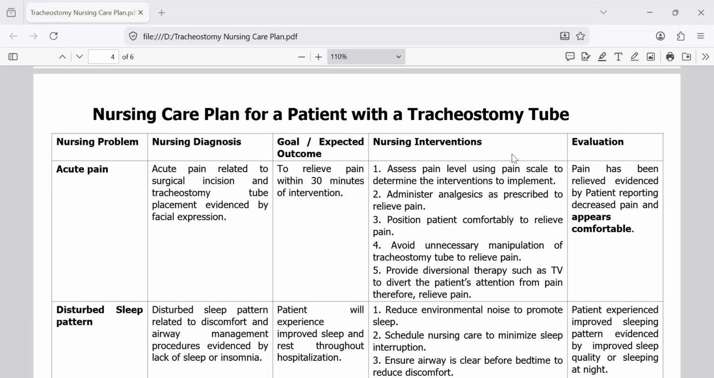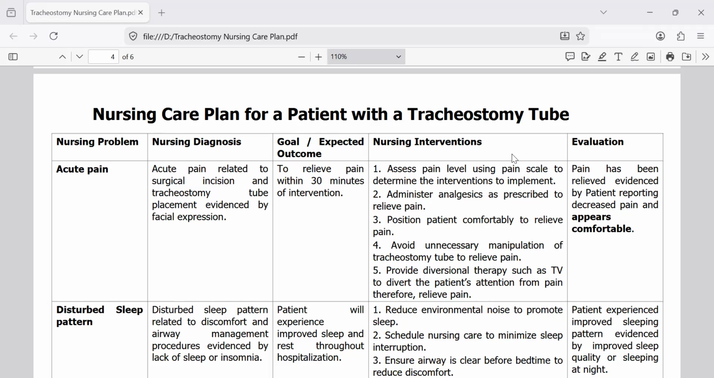Number 4, I will advise the patient to avoid unnecessary manipulation of the tracheostomy tube to relieve pain or to avoid applying pain. When we talk about unnecessary manipulation, we simply mean unnecessary movements. For example, rapid movements of the neck, bending, all those things should be restricted, especially in the acute phase or in the early phases of the placement of this tracheostomy tube.